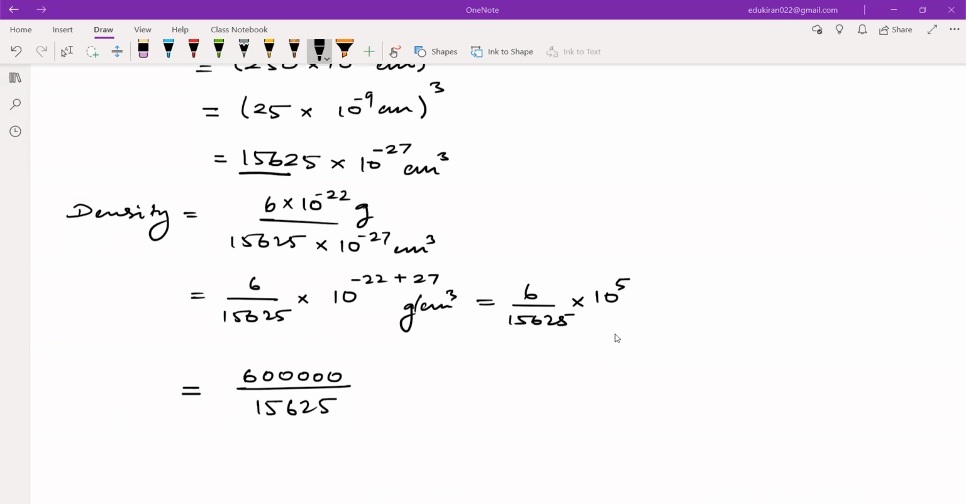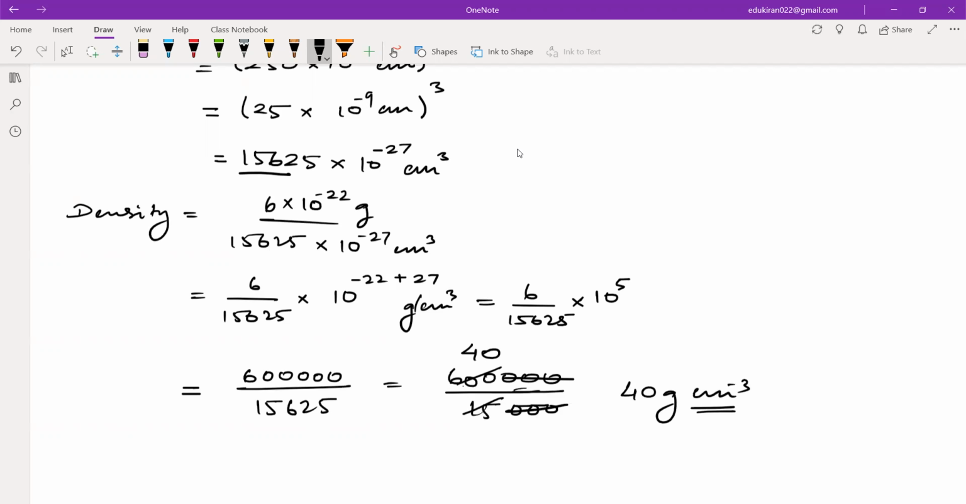Now I'm going to do a huge approximation. You will see. I will say that this is equal to 60 followed by zeros, and I'm dividing this by 15,000. Huge approximation. Yes or no? Right, Khalid? Yes, sir. Now see, I will cancel these two zeros, and 15 into 40 is 600. So you will get 40 grams per centimeter cube.